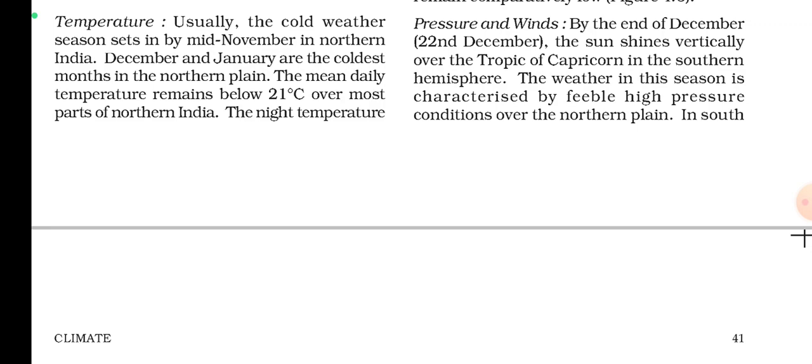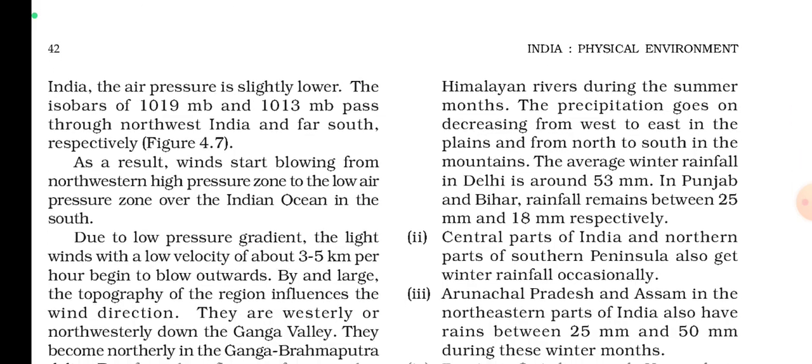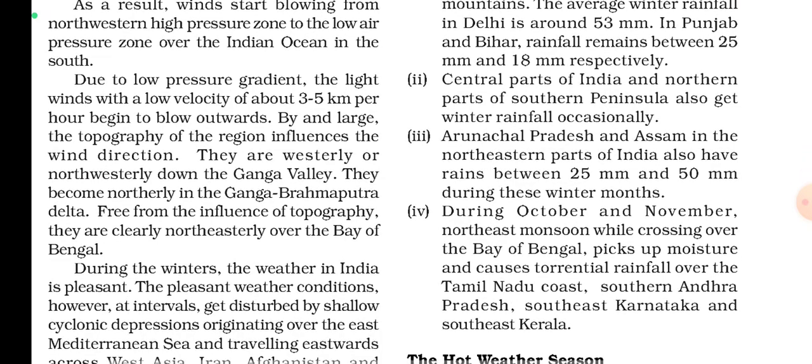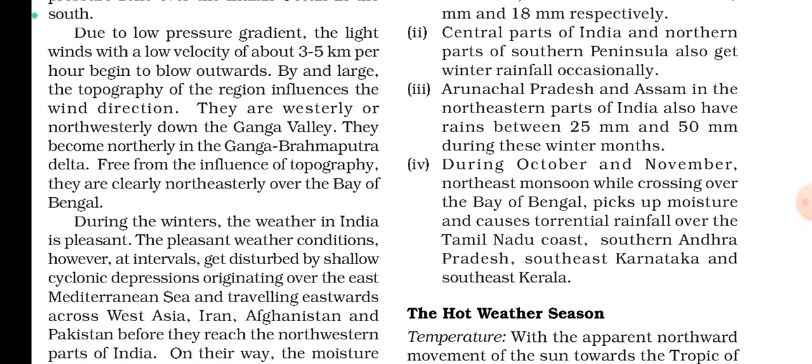Pressure and winds. By the end of December, on 22nd December, the sun shines vertically over the Tropic of Capricorn in the southern hemisphere. The weather in this season is characterized by feeble high pressure conditions over the northern plain. In South India, the air pressure is slightly lower. The isobars of 1019 millibar and 1013 millibar pass through northwest India and the far south respectively. As a result, winds start blowing from the northwestern high pressure zone to the low air pressure zone over the Indian Ocean in the south. Due to the low pressure gradient, light winds with a low velocity of about 3 to 5 km per hour begin to blow outwards.